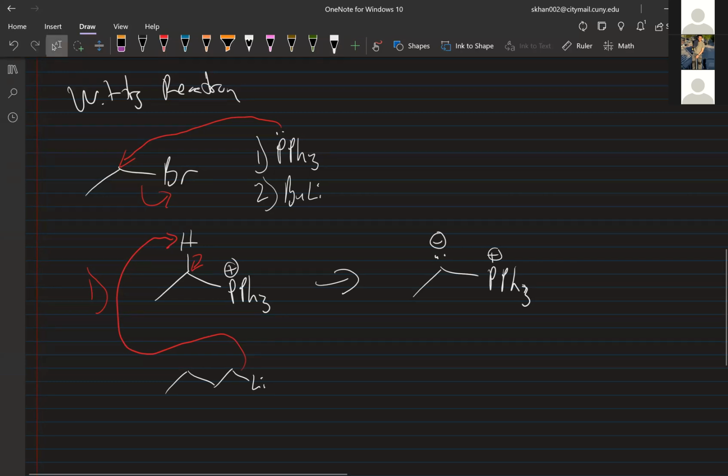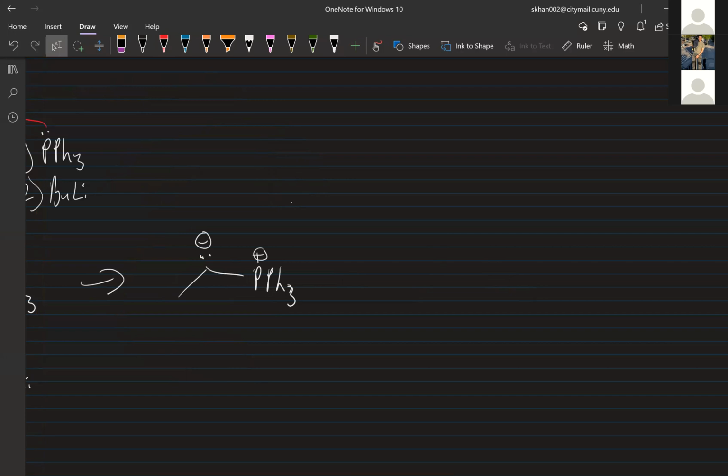PPh3 was neutral when it did the attack. So if it gave up its electron pair, it gained a formal charge, right? So there you have what's called a ylide, right? Or I guess this is your phosphorus ylide. Ylide is really any zwitterion. So it's kind of old terminology from Gen Chem, but any zwitterion is something that has multiple formal charges. Ylides specifically are when they are right next to each other, one atom away, right?